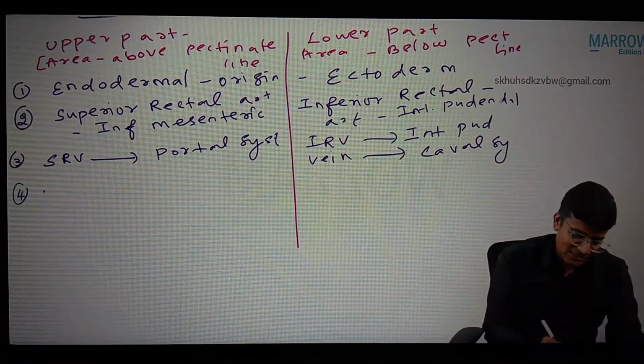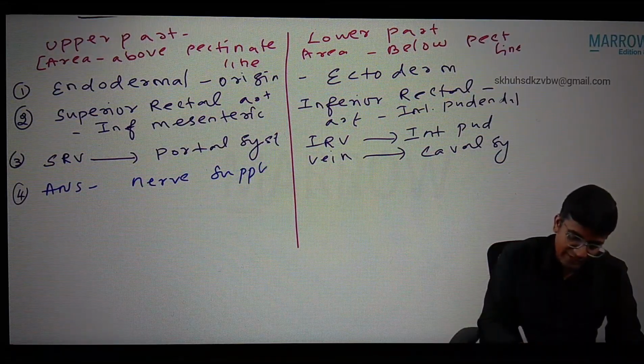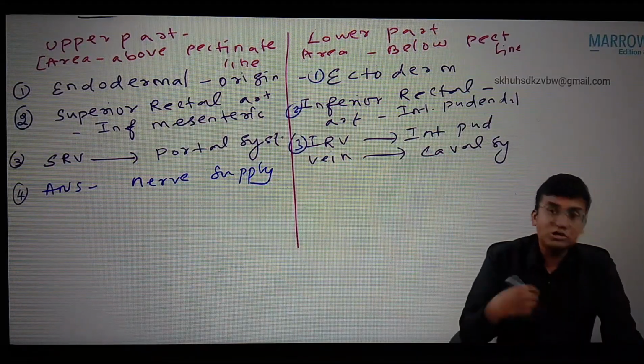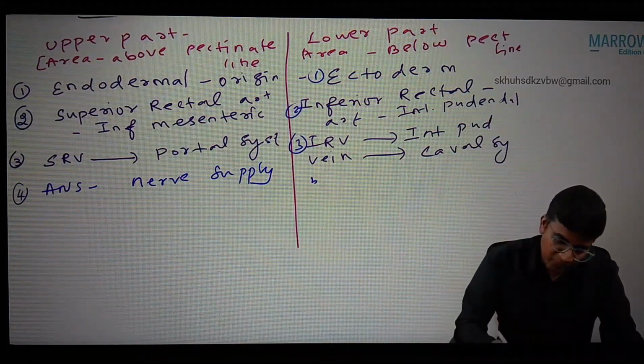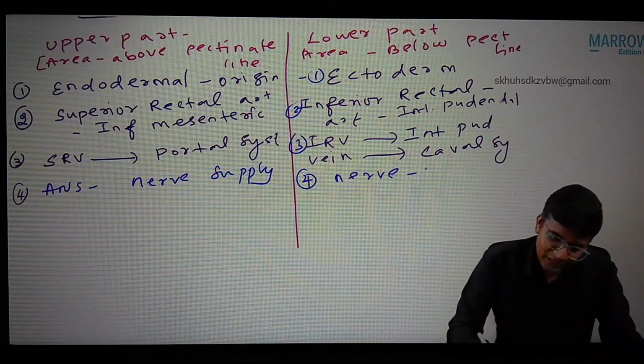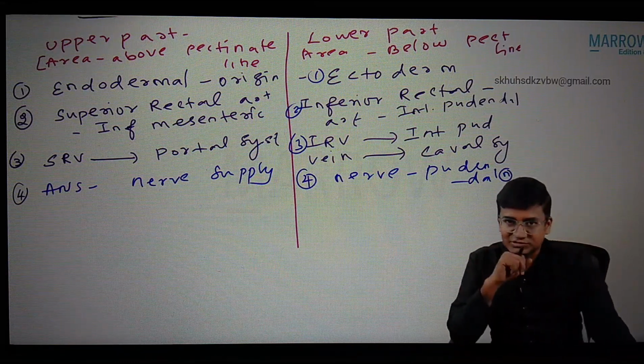Nerve supply of the upper part is by the autonomic nervous system. And here, the lower part is supplied by somatic nerves. So the pudendal nerve will supply it. The nerve supply of the lower part is by the pudendal nerve, the somatic nerves.